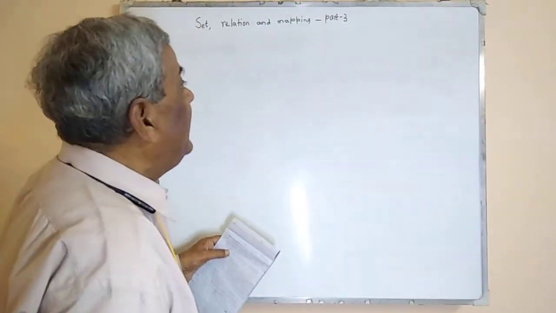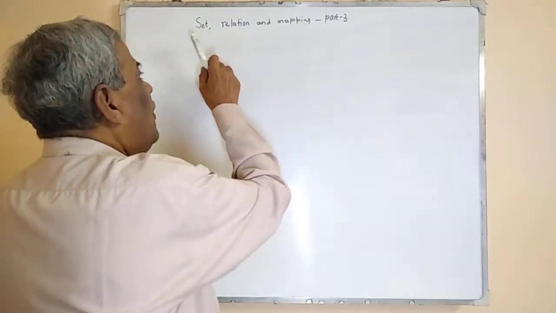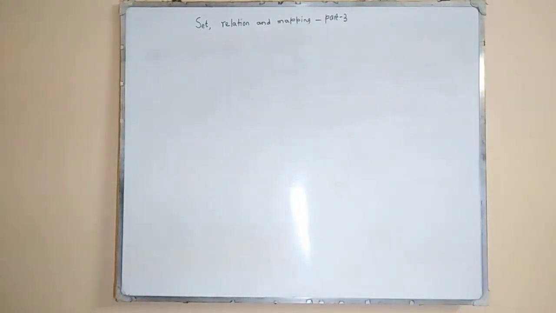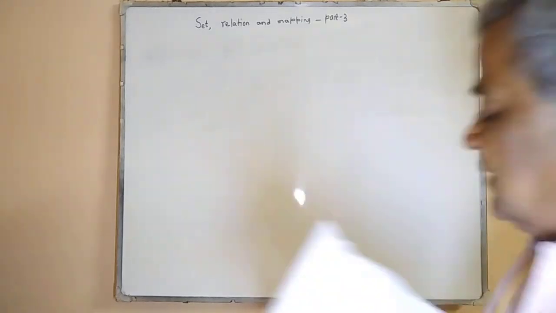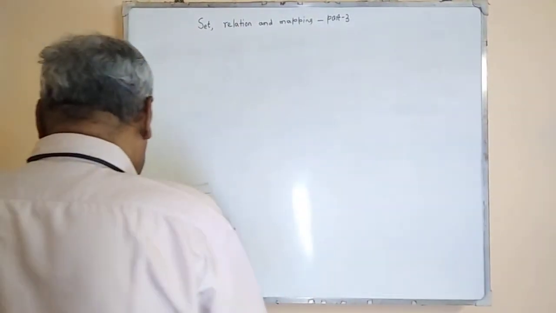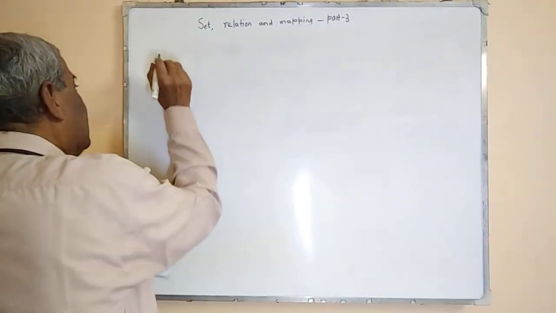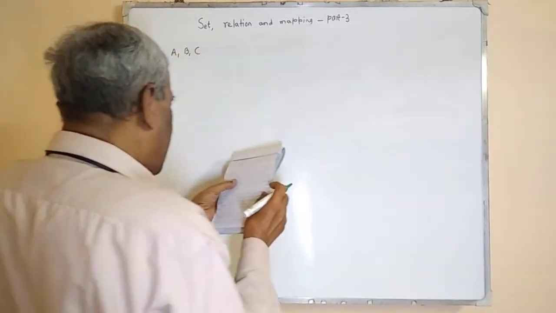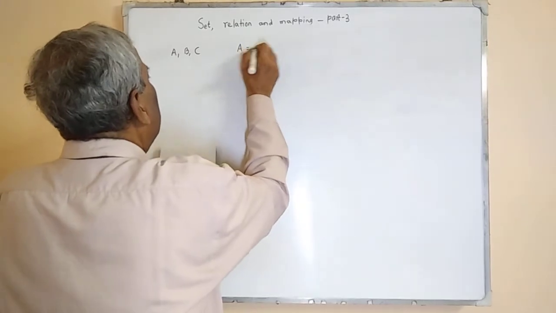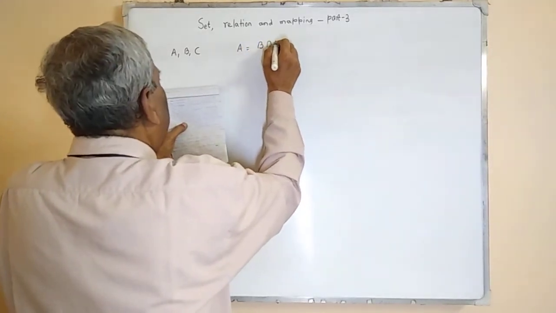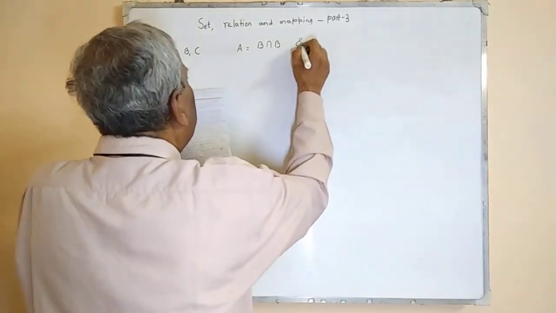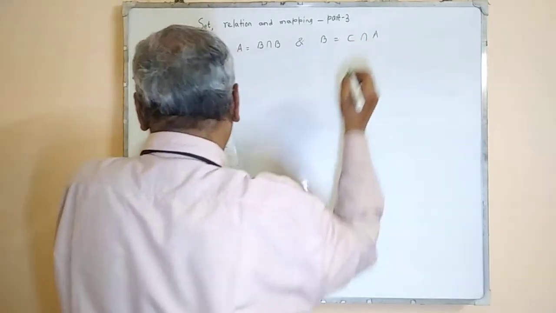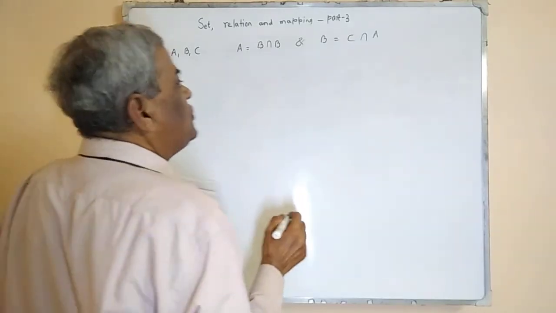Our next video class is part 3 on set, relation and mapping. Let us take the first chapter, first problem of that. Let A, B, C be three sets such that A is equal to B meet C and B is equal to C meet A, then which one is true?